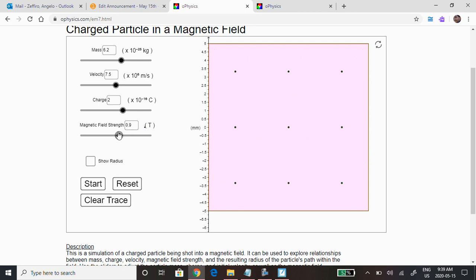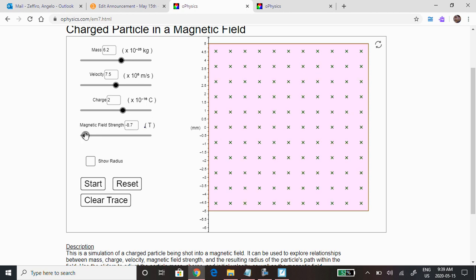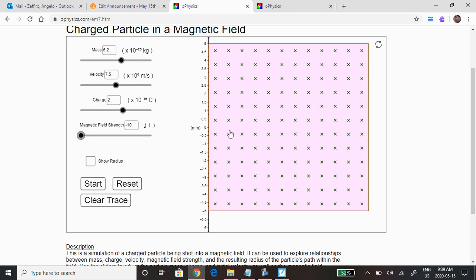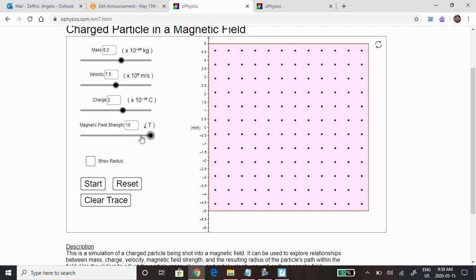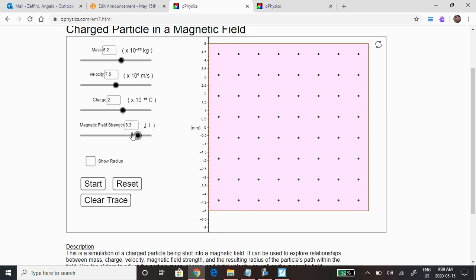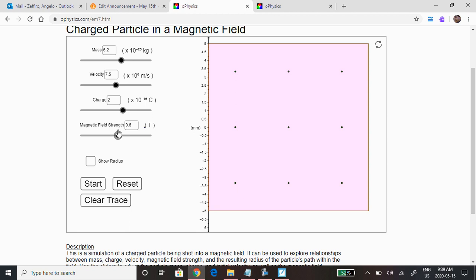Or I can make it non-existent, or I could make it, see how the arrows and axes come about? I could make it negative 10 Teslas, meaning 10 Teslas into the page, no magnetic field, 10 Teslas coming out of the page. And the magnetic field is restricted to this area right here. So let's bring the magnetic field down to 0.